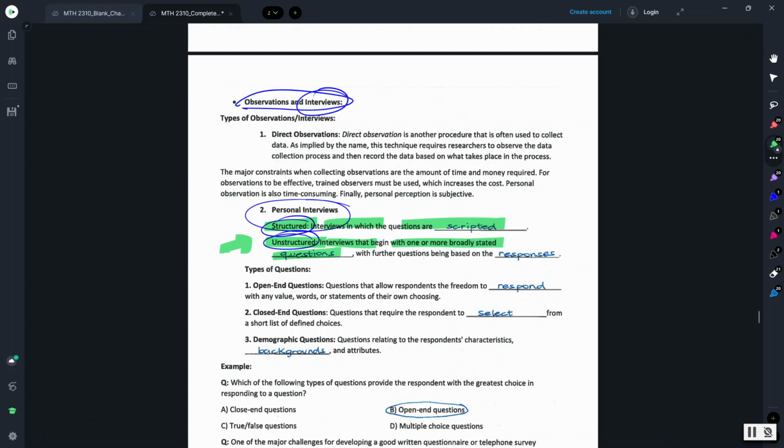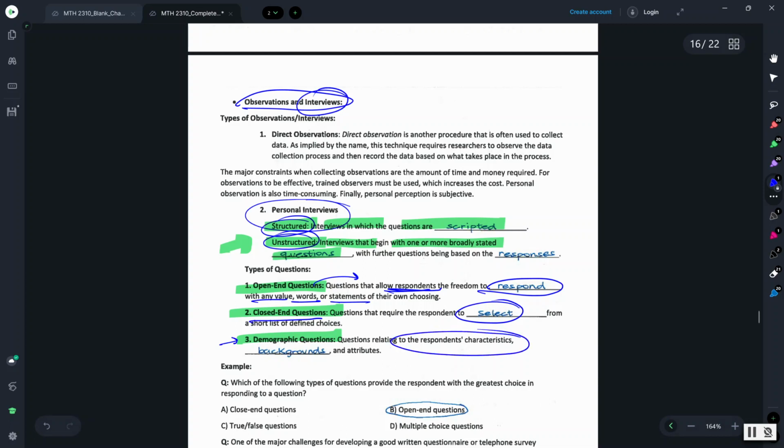Then, what kind of questions are mostly fielded when you're conducting an interview? You have open-end questions, closed-end questions, and demographic questions. With open-ended questions, the respondent is free to choose how they want to respond with any value, words, or statements, whereas with closed-end questions, the respondent has to select from a short list of defined choices. Then for demographic questions, it has to do with questions asking for the respondent's characteristics, backgrounds, or attributes.